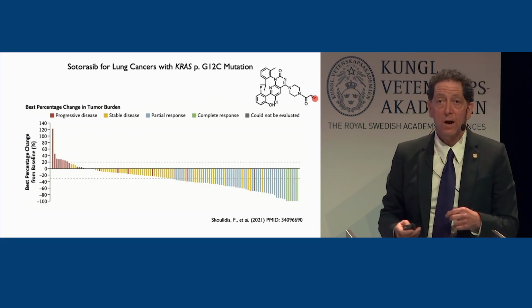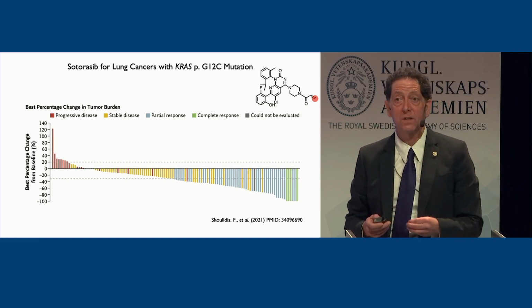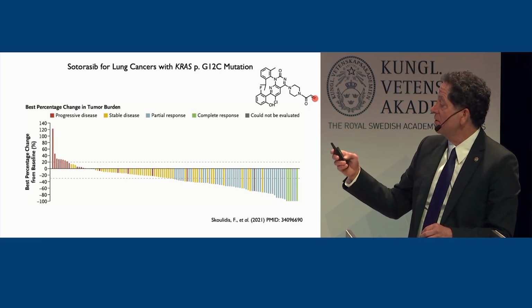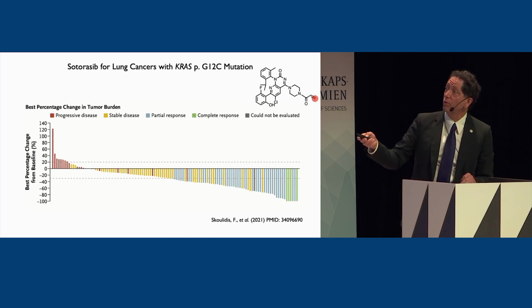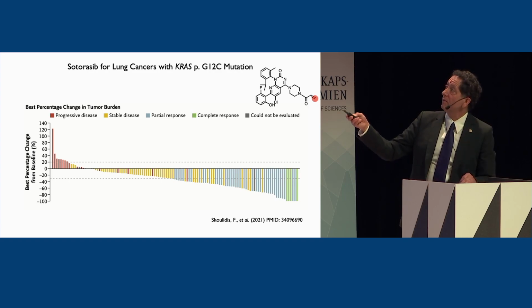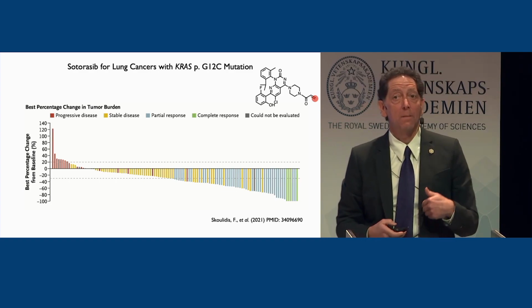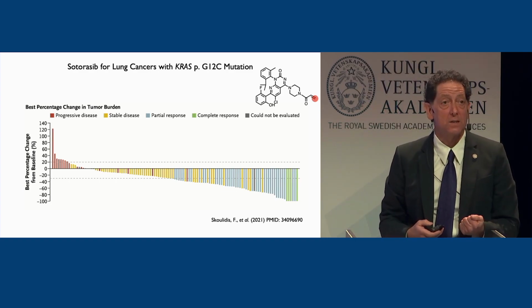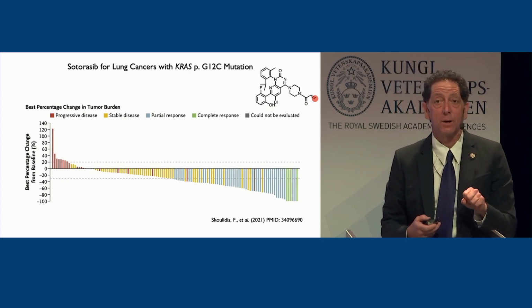And in the first trials of highly selected patients that had lung cancer and G12C K-Ras mutations, you can see in this so-called waterfall plot, where the tumors that grew were on the left, progressively to the complete responding patients on the right, there was about 80% patient benefit and several complete responses. This was fantastic because it's the first direct K-Ras inhibitor.